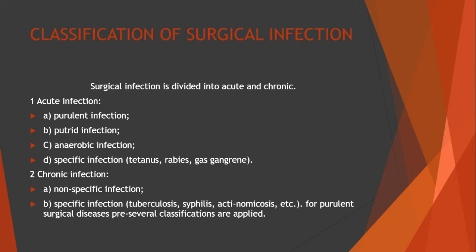Classification of surgical infection. Surgical infection is divided into acute and chronic. Acute infection: purulent infection, putrid infection, anaerobic infection, specific infection such as tetanus, rabies, or gas gangrene. Chronic infection: non-specific infection and specific infection, tuberculosis, syphilis, actinomycosis. For purulent surgical diseases, several classifications are applied. In this lecture, we will talk about acute infection.